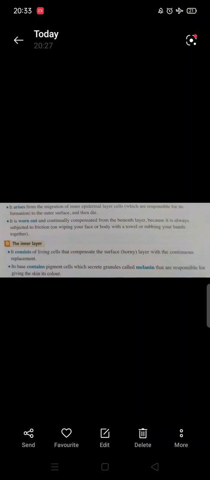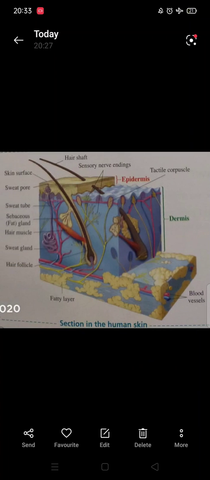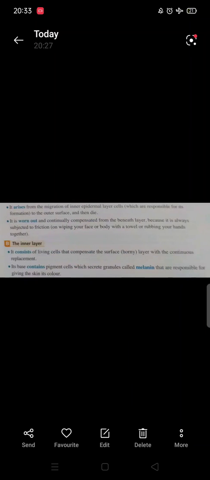And it wears out. What is the meaning of worn out? It can be rubbed off by friction force, okay, when you're rubbing your hand, for example. The inner layer, as you can see, so again the outer layer or the surface layer contains keratin, okay. The inner layer gives the skin its color.